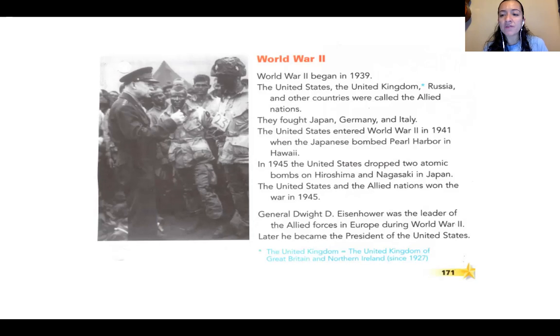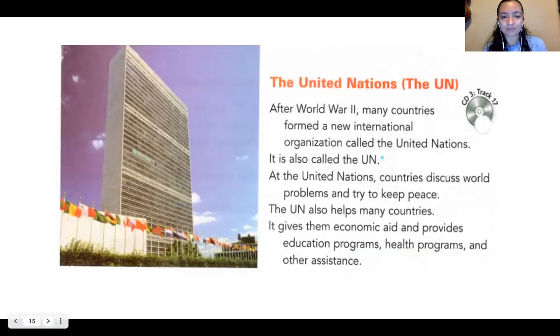In 1945, the United States dropped 2 atomic bombs on Hiroshima and Nagasaki in Japan. The United States and the Allied nations won the war in 1945. General Dwight D. Eisenhower was the leader of the Allied forces in Europe during World War II. Later, he became the President of the United States.